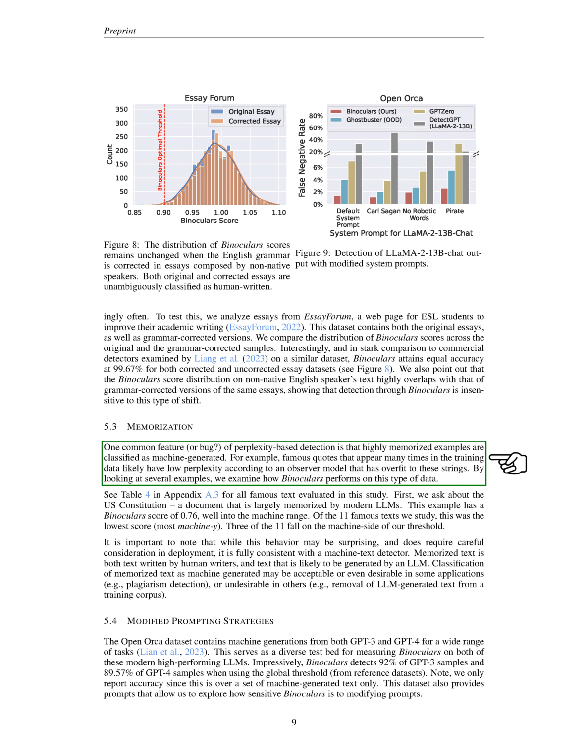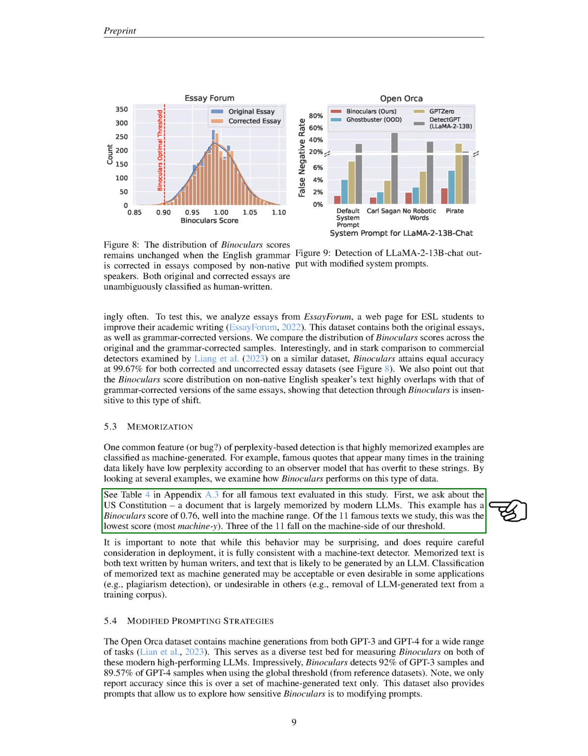Lastly, we looked at how Binoculars handles memorized text. For instance, famous quotes that appear many times in the training data are often classified as machine-generated. We tested Binoculars on several such examples, including the U.S. Constitution, a document that is largely memorized by modern LLMs. Binoculars scored it at 0.76, indicating it as machine-generated.